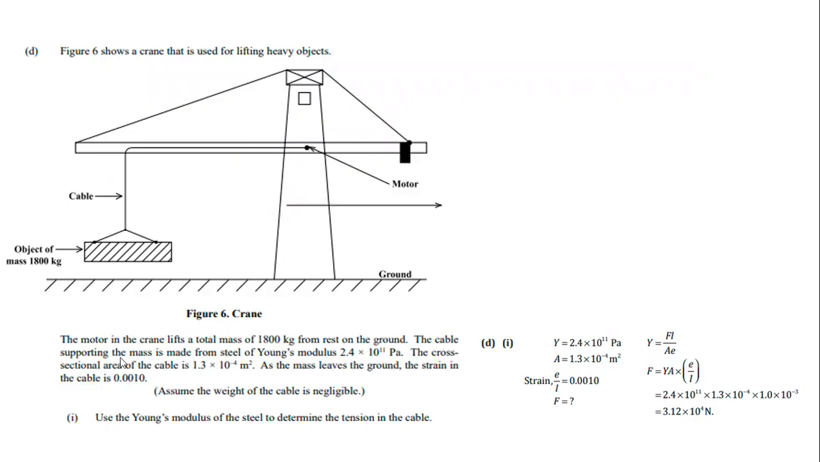Now it says that the cable supporting the mass is made of steel that has a Young's modulus of 2.4 times 10 to the 11 pascals. The cross-sectional area of the cable is 1.3 times 10 to the minus 4 meter square. As the mass leaves the ground, the strain in the cable is this amount.